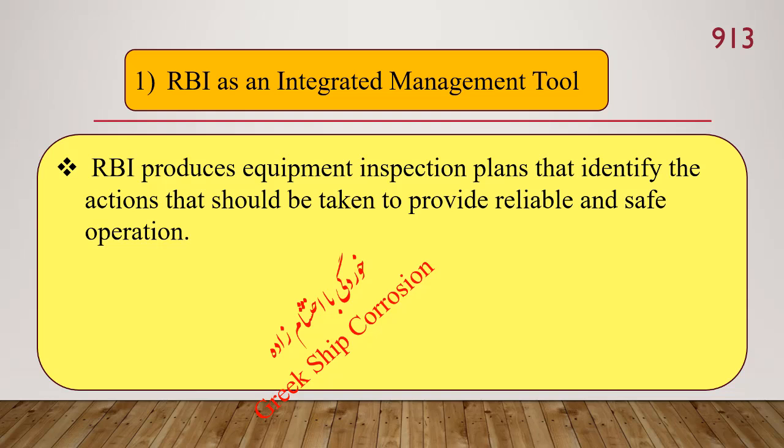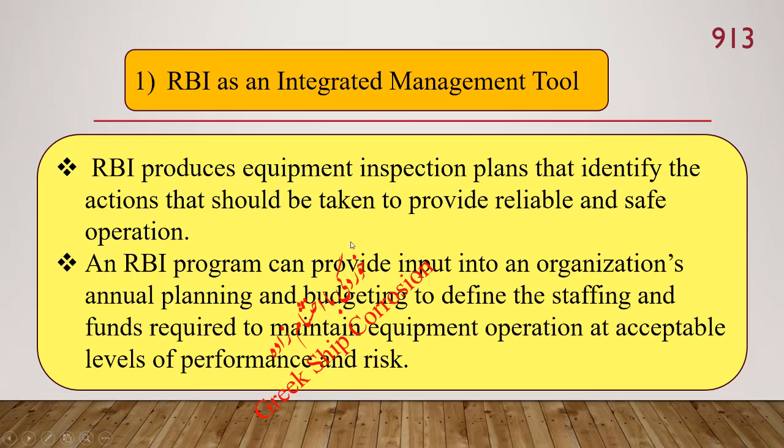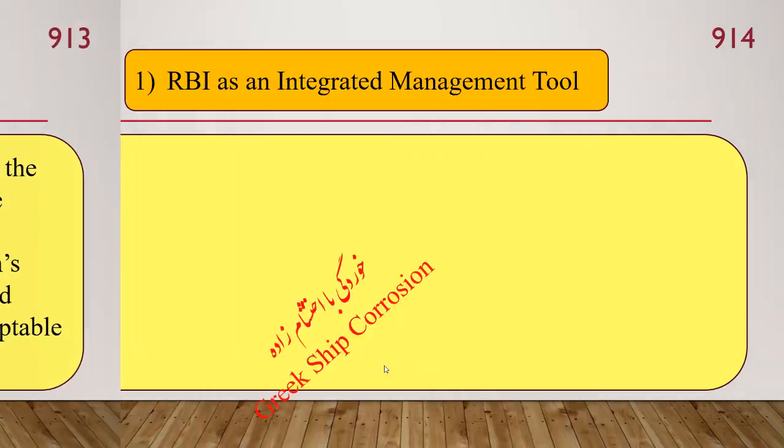RBI produces equipment inspection plans that identify the actions that should be taken to provide reliable and safe operation. An RBI program can provide input into an organization's annual planning and budgeting to define the staffing and funds required to maintain equipment operation at acceptable levels of performance and risk.